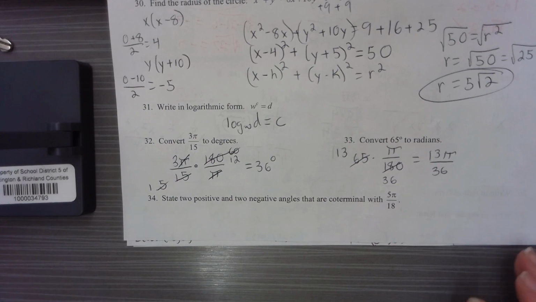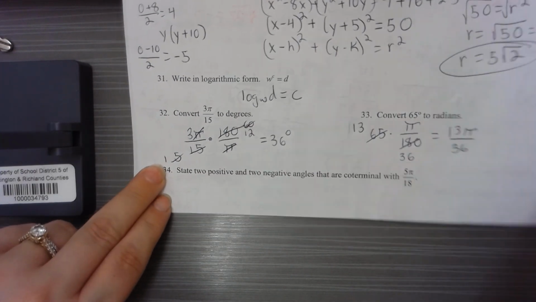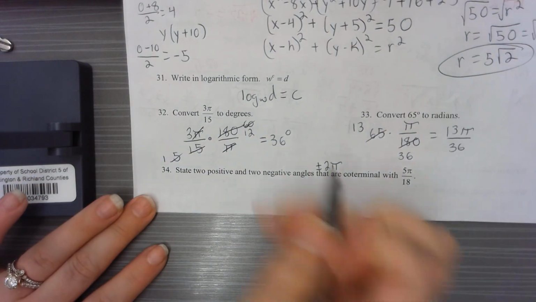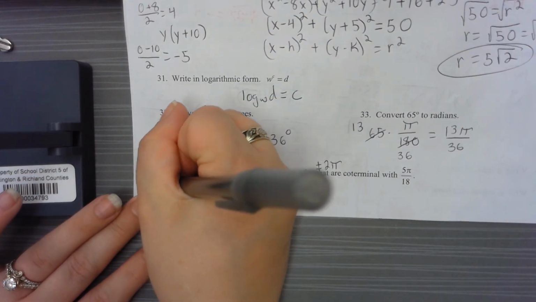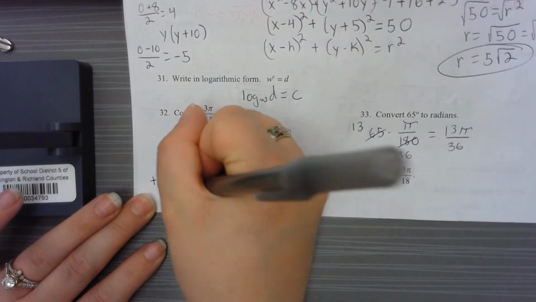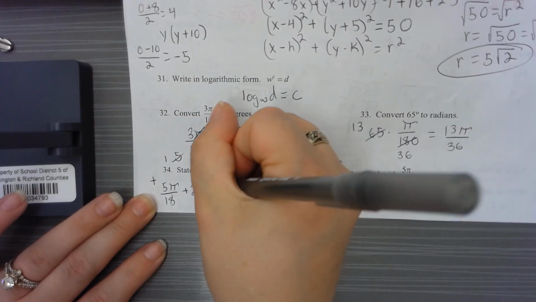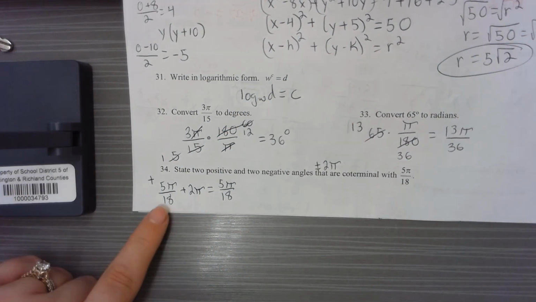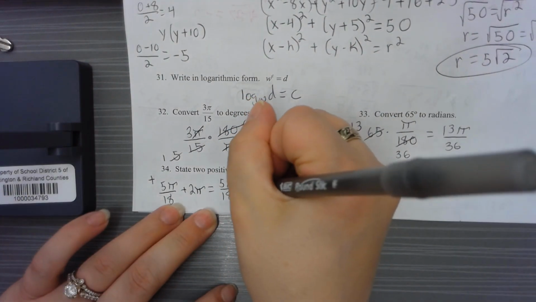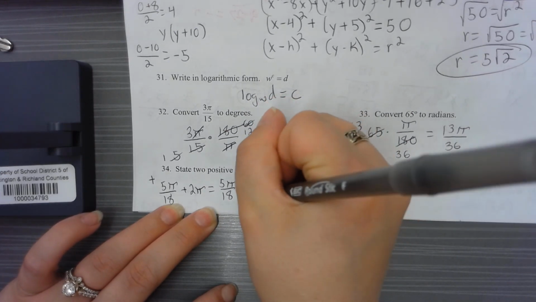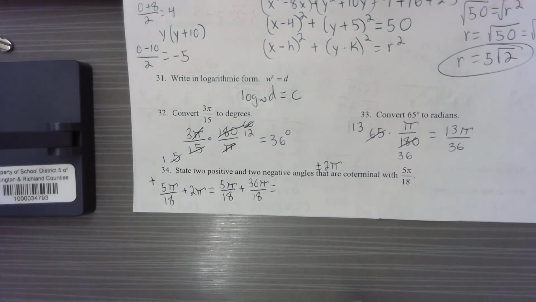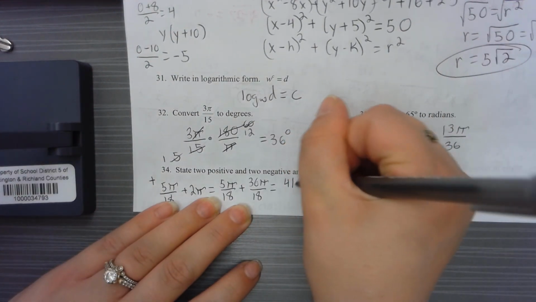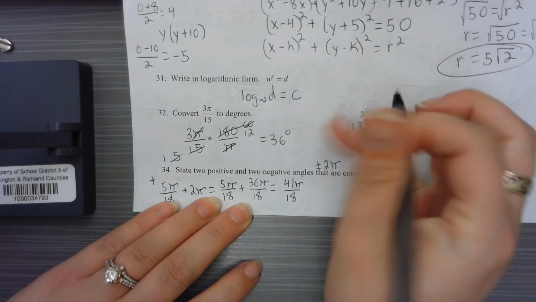So then we're stating 2 positive and 2 negative angles that are coterminal. Coterminal angles are when we add or subtract 2 pi. I'm going to start by finding the positive one. If I have 5 pi over 18, I want to start by adding 2 pi, so we need a common denominator. I would do 2 times 18, so that's 36. So I'm adding 36 pi over 18. One of our positive coterminal angles is going to be 41 pi over 18. So this would be one of them.